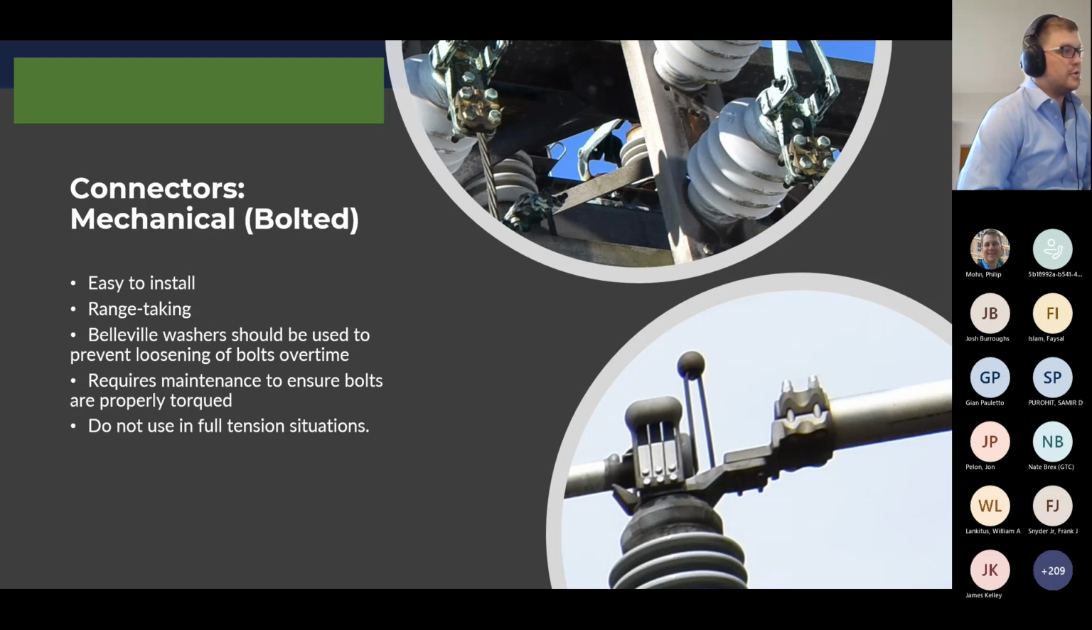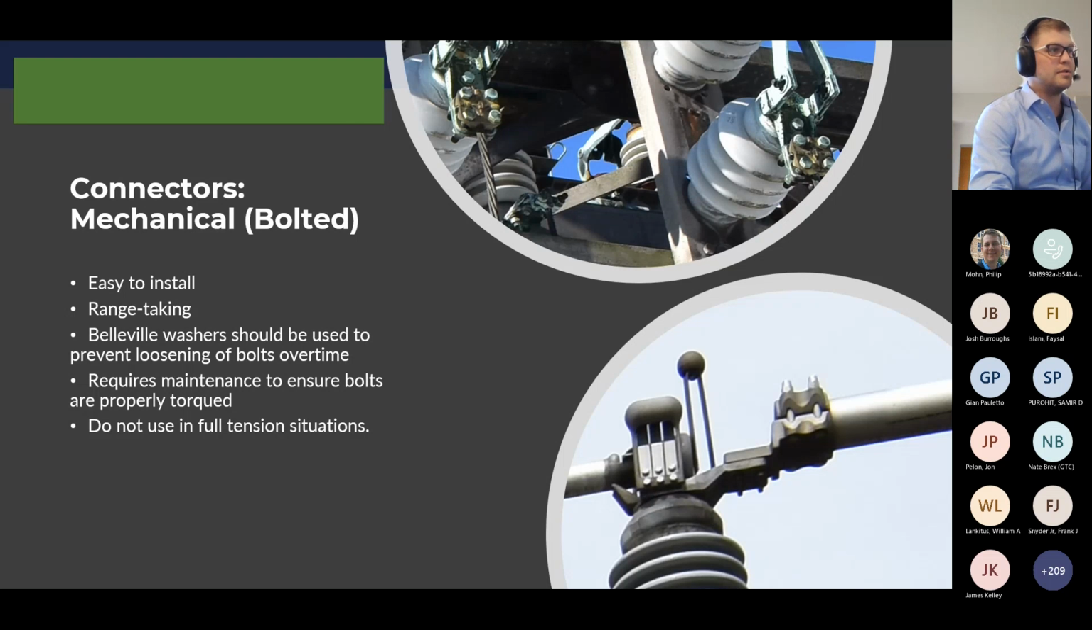You'll use lock washers and bevel washers to help prevent loosening of the bolts over time, but they will require maintenance every 6 months to a year or so. So that's something to consider, that you'll have to constantly go back out there and make sure that everything is to the right amount of torque. And these would not be something you'd want to use in a full tension design.